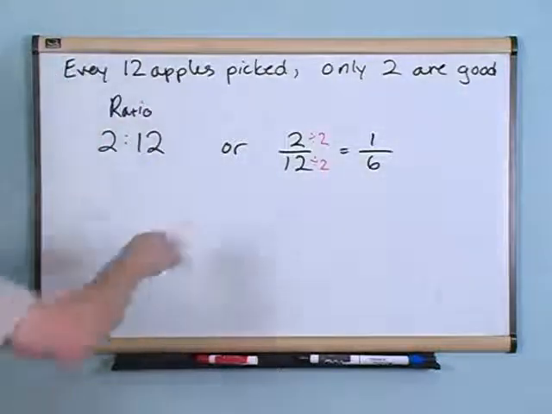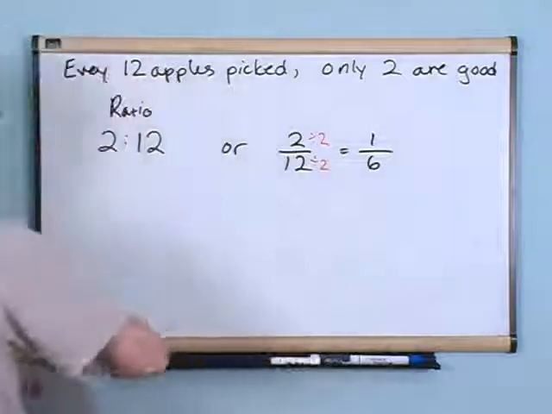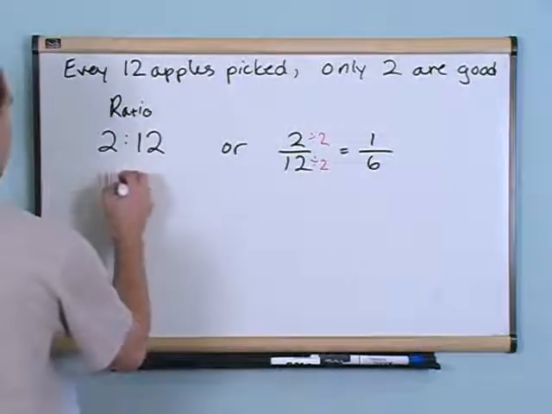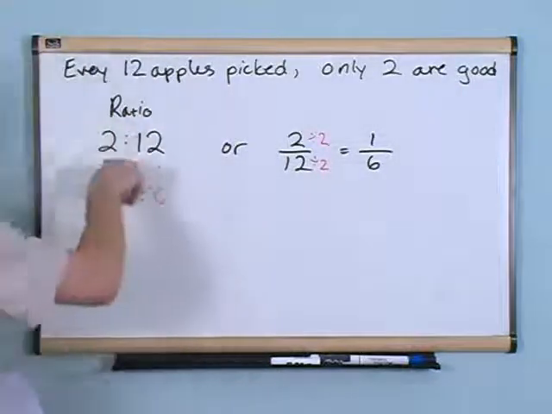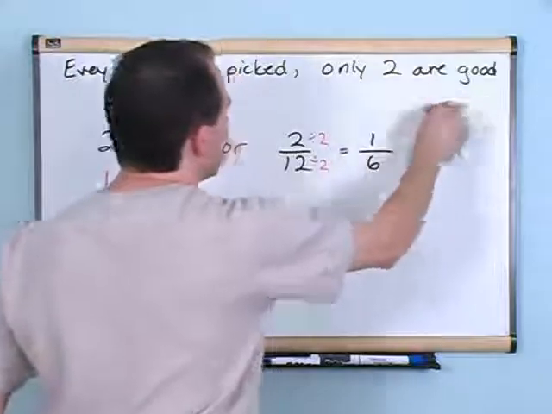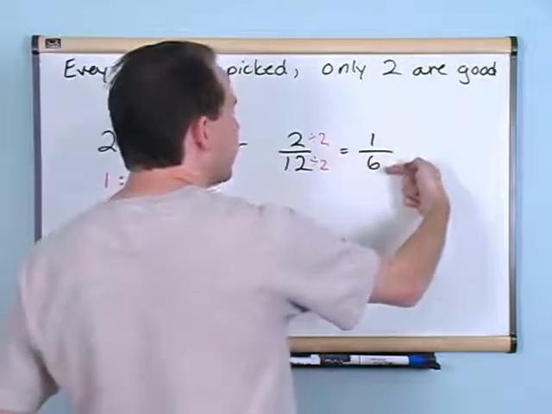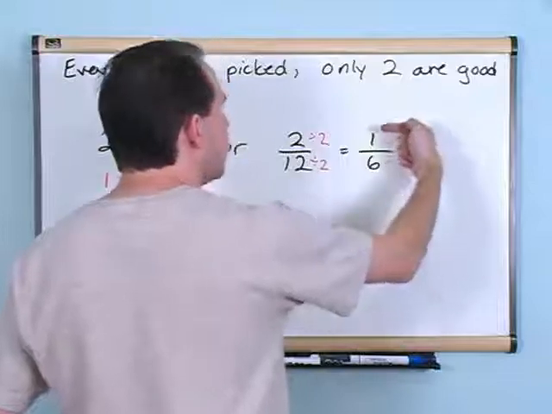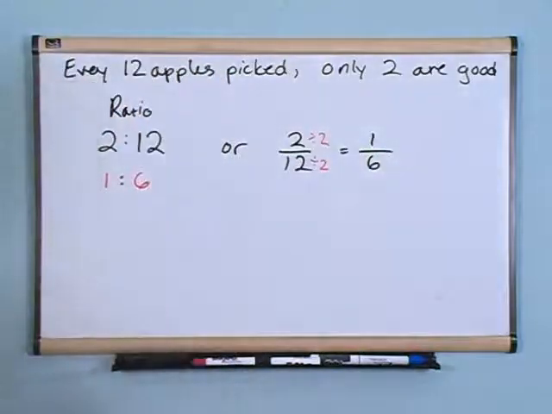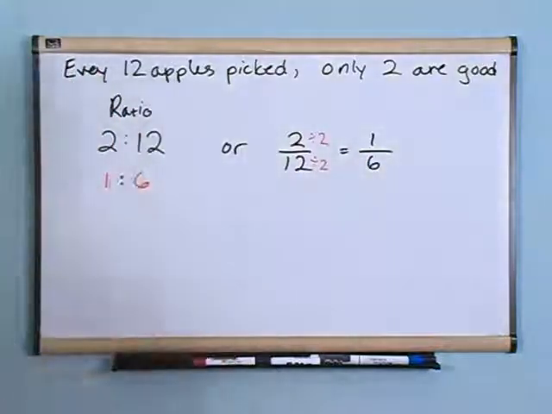Okay? And so because this is the simplified version here, you can do the same thing over here. So this can be 1 colon 6. Just the same thing. 2 divided by 2 is 1. 12 divided by 2 is 6. So I was given some information. I was able to write a ratio of good to bad down. And so this is the basic thing. For every 6 apples I pull out, 1 of them should be good. And that is exactly the same thing as what I knew here. I just reduced the information that I knew, okay? Now, why is this useful, okay?